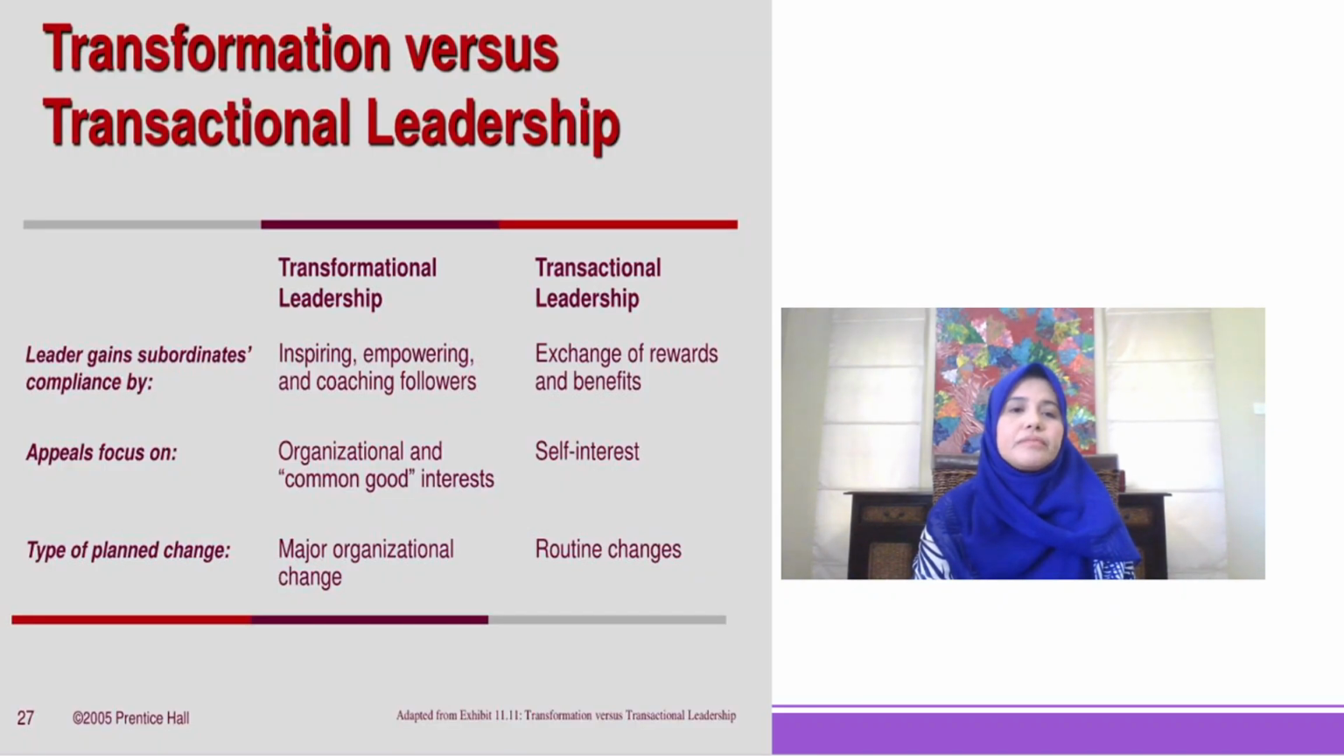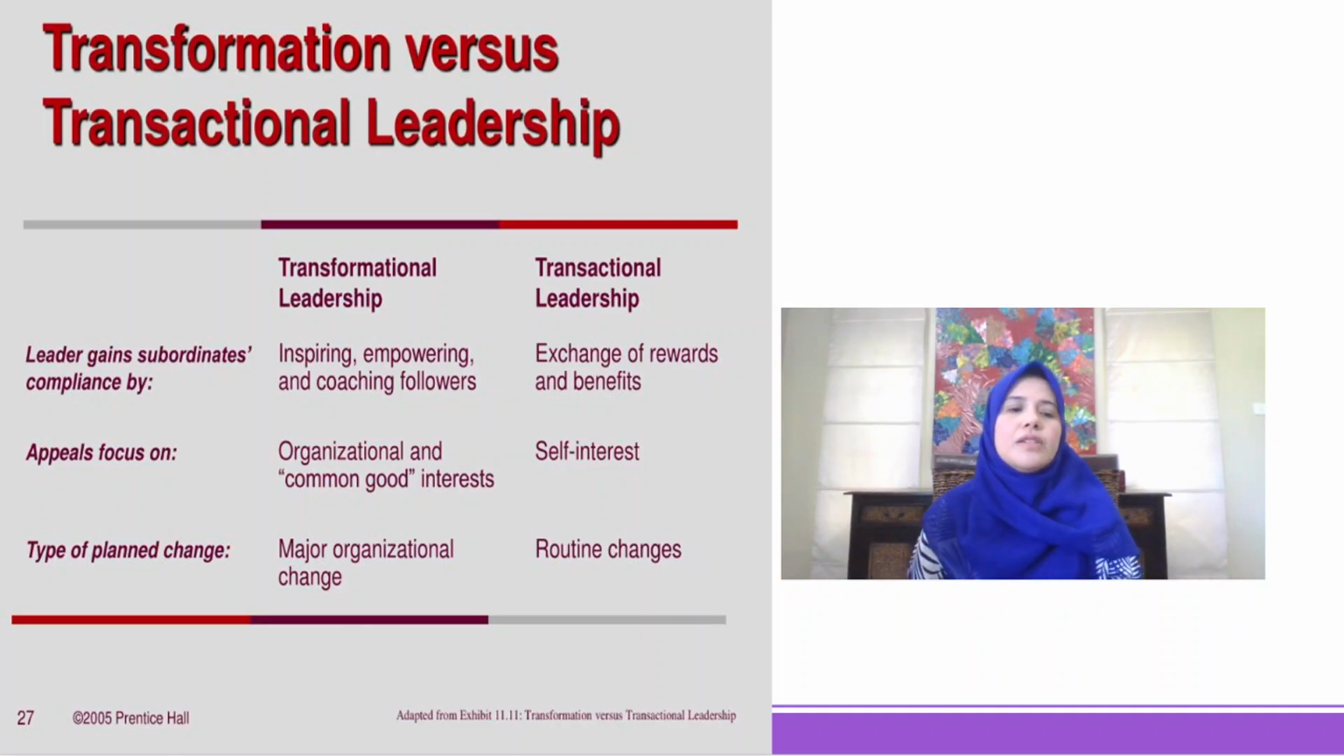So that's not really a good thing about transformational leaders. So if you can see here, let's go to transformational versus transactional, whereby transformational leaders are more inspiring, empowering, and coaching followers. So it is more about power within you, whereby you get motivated, you get inspired, you are empowered, and you have better skills. Compared to transactional leadership, it is all about if you do well, you will receive rewards and benefits. Appeals focus on organizational and common good interests. So it's not just the leader's interest, but everybody's interest. But for the transactional leader, it is 100% for his or her interest only. So you achieve the target, he or she will get the fame, and you will get a reward.